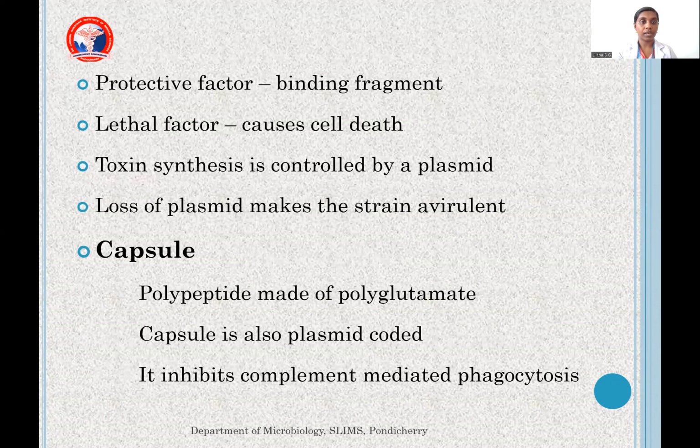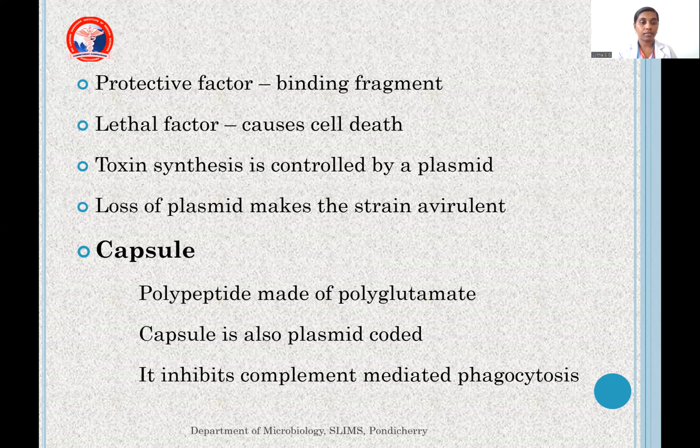Now, the second component, the protective factor, acts as a binding fragment. It helps in binding of the toxin to the host cell receptors, and it facilitates the entry of the other two fragments into the host cell. The third component, the lethal factor, causes cell death. This toxin synthesis is controlled by a plasmid. So if we can remove the plasmid, we can make the strain avirulent.